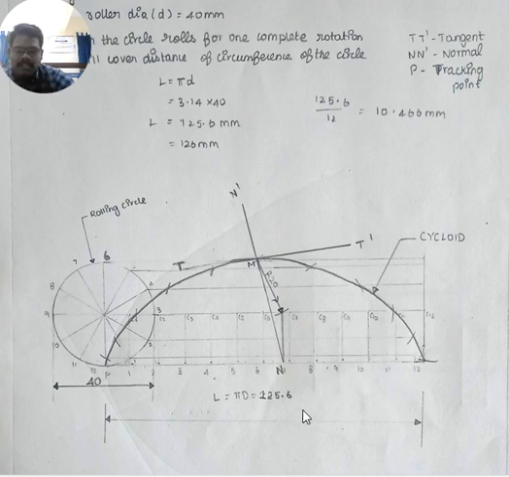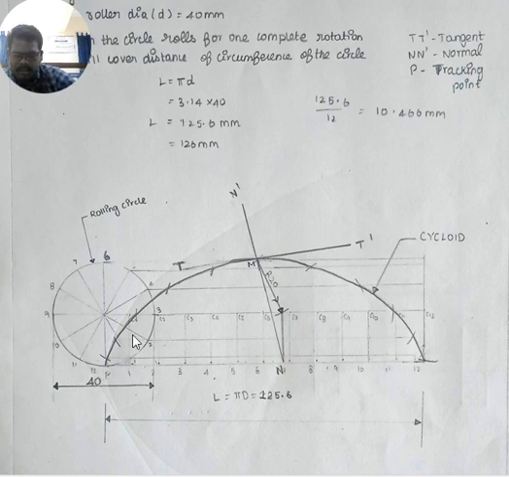So 125.6 divided by 12, you will get some value. It may be 11 mm or 12 mm. So here it comes as 125.6 divided by 12 equal to 10.466 mm. Roughly, you can take it as 10.5 mm. So by taking 10.5 mm as the distance, you have to do marking on the baseline. Give the numbering as 1, 2, 3, 4, 5, 6, 7, 8, 9, 10, 11, 12.